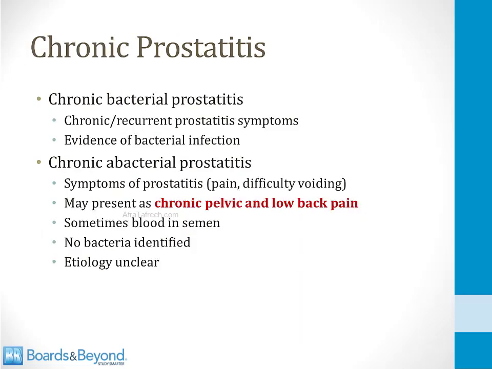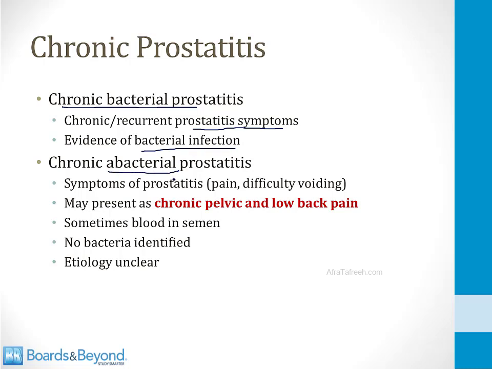It turns out that antibiotics don't penetrate the prostate gland very well, so some men develop chronic bacterial prostatitis, where they have chronic or recurrent prostatitis symptoms like I described on the last slide, and ongoing evidence of bacterial infection in the urine. There's also a chronic abacterial or non-bacterial form of prostatitis.